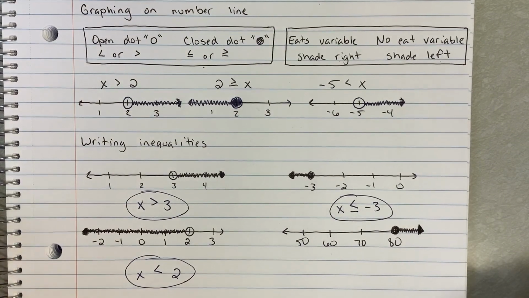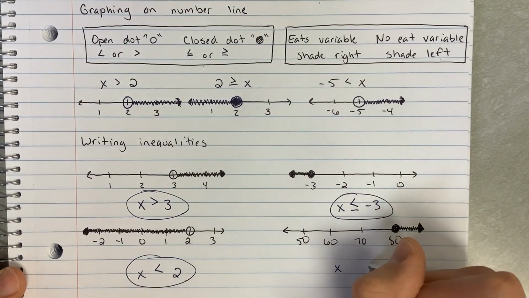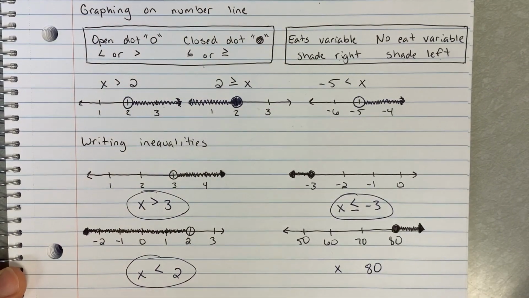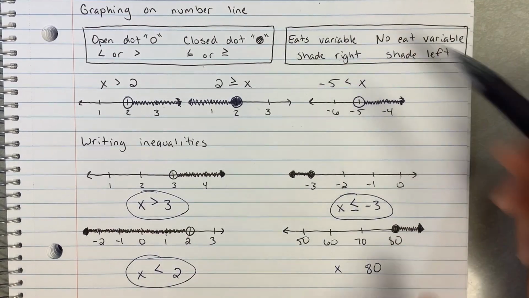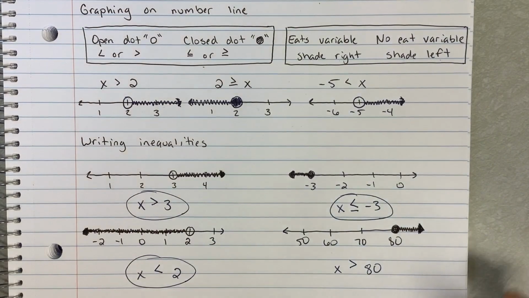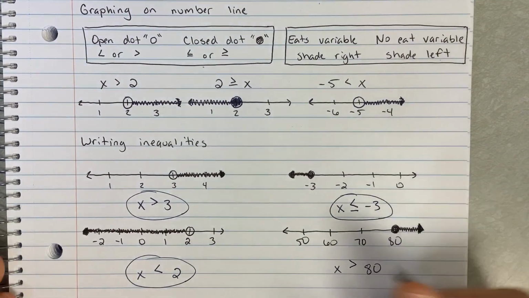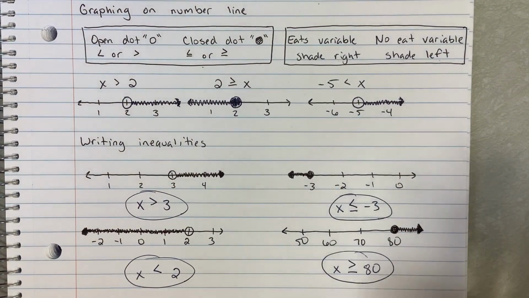Last one. Unfortunately, it's the last one. I'm so sad. Got my x. I got my 80. I'm shading to the right. Remember, if you shade right, you eat your variable. So I'm going to make an inequality sign eating the variable. It is colored in. It's a closed dot. So I put my equal to portion. I am done. That's it.